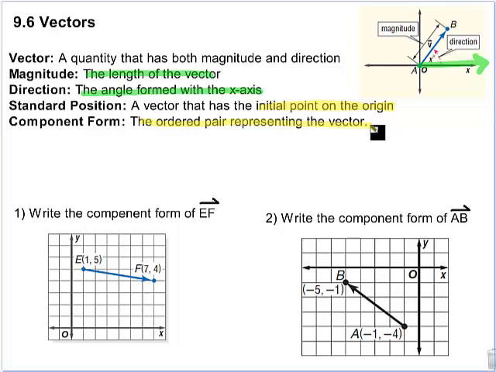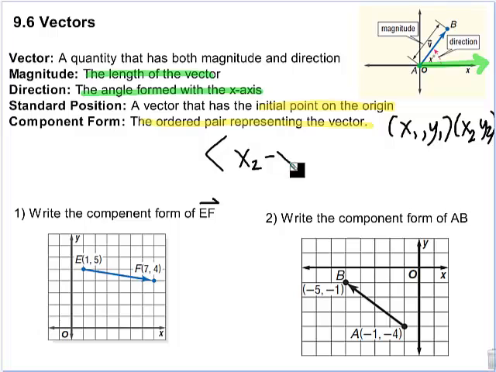And if you have 2 points, like here we have a point for A and a point for B. Let's say our 2 points are x1, y1, and x2, y2. The way you do component form is you use these square, like Pac-Man brackets, and you subtract your x's. So you do x2 minus x1, and then you subtract your y's, y2 minus y1. So the change of x and the change of y. And then that's your vector, your component form.